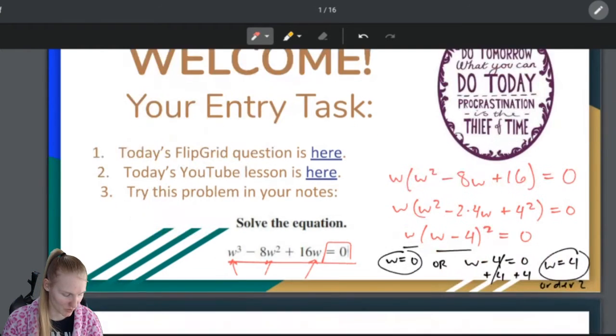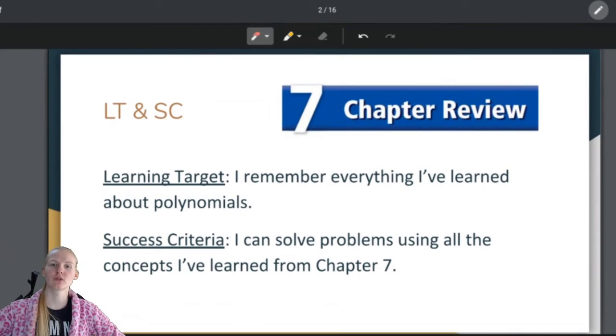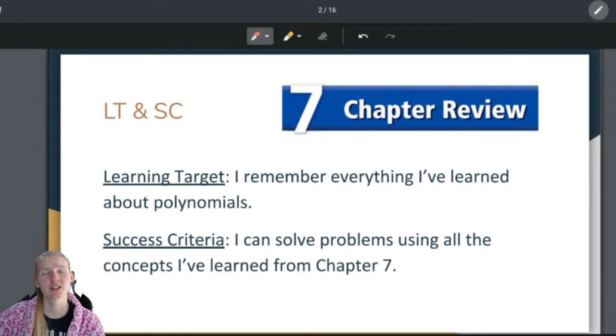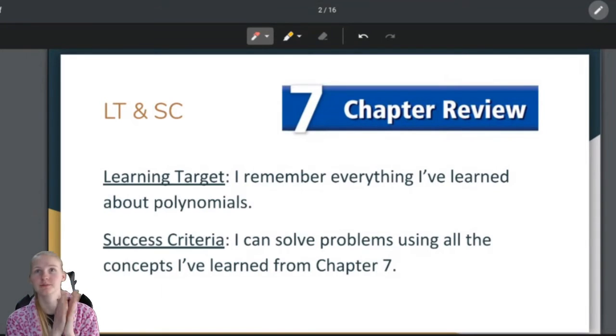Okay. Let's move on to what we have for today. Today is a Chapter 7 review. Our learning target says, I remember everything I have learned. I have learned about polynomials. And our success criteria says, I can solve problems using all the concepts I've learned from Chapter 7. So today we are going to review all of Chapter 7, the whole chapter.